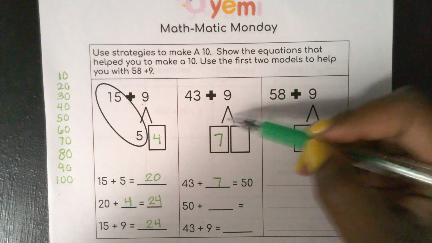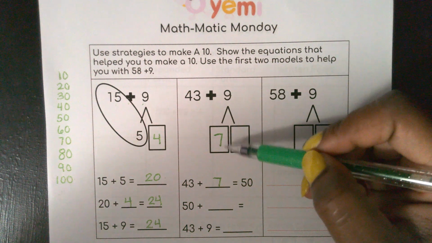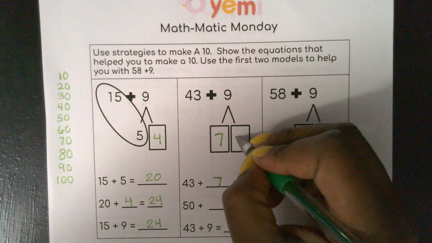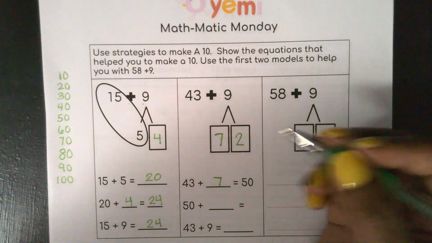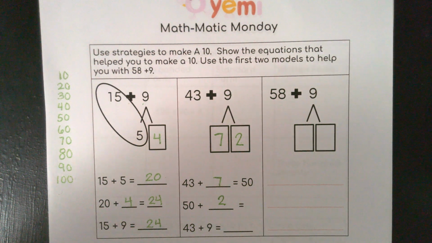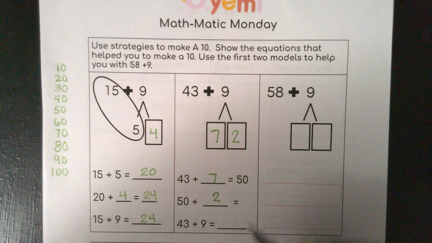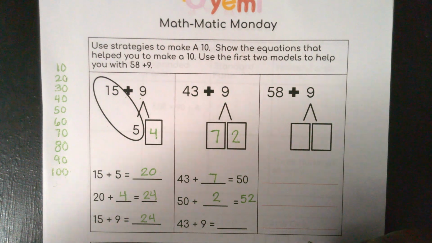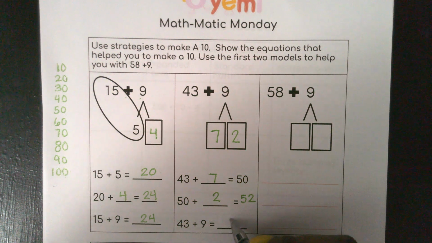Now over here, 7 plus what will equal 9? I could just use my fingers to count up. 7, 8, 9. So I need 2 more. 7 plus 2 equals 9. So here, 2 goes in this blank. What does 50 plus 2 equal? 52. Which means 43 plus 9 equals 52.